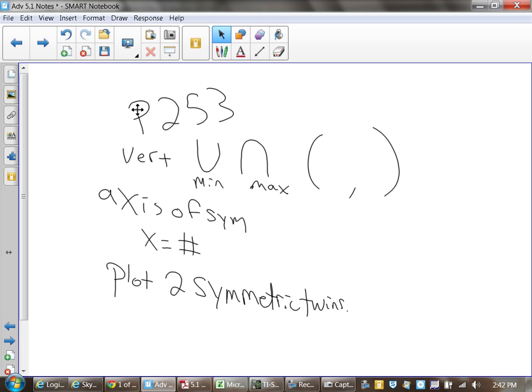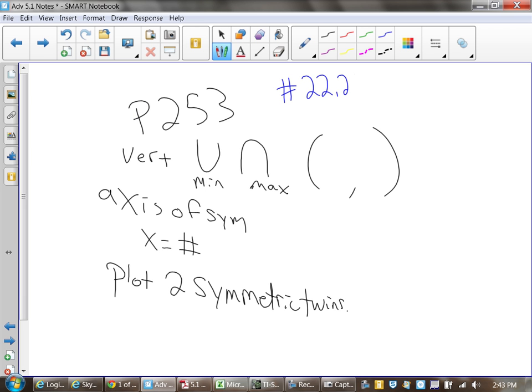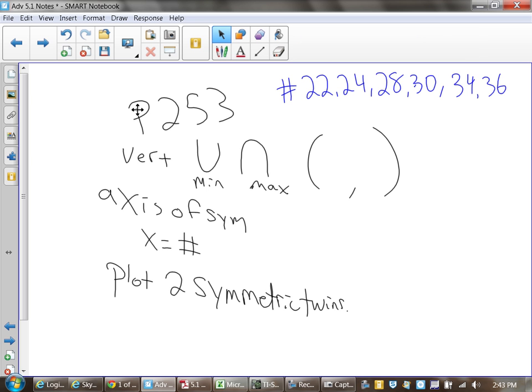What are the actual problems? Oh, yeah, I should probably give you those. 22 and 24. And then 26 to 30. 28, 30, and 34, 36. It's basically 2 problems of each style. There's 2 in standard form, 2 in vertex form, and 2 in intercept form.